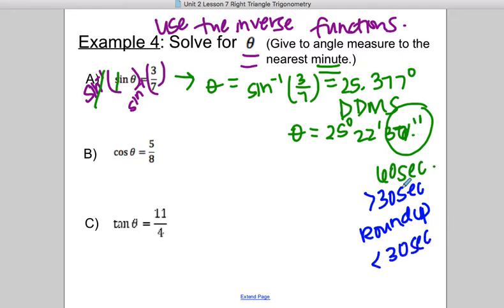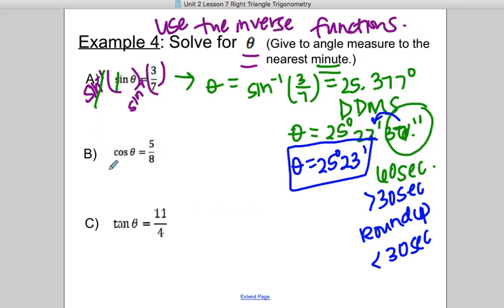Okay, so this is 37, so greater than 30, so we're going to go ahead and round up to 23. So our theta answer for A is 25 degrees and 23 minutes. That would be the nearest minute. Okay, just follow your rules of rounding there.